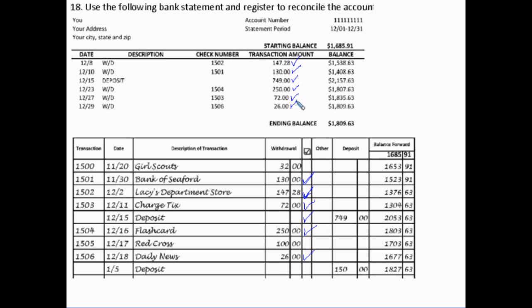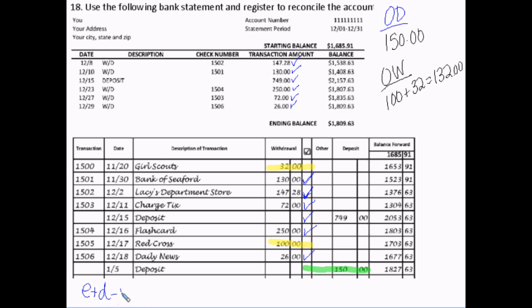Our outstanding deposits, I'm just going to call them OD. Right there, $150. Our outstanding withdrawals, right there. $132. And then we're going to take our ending balance, add our deposits, subtract our withdrawals to get our revised statement balance. Our ending balance is here.